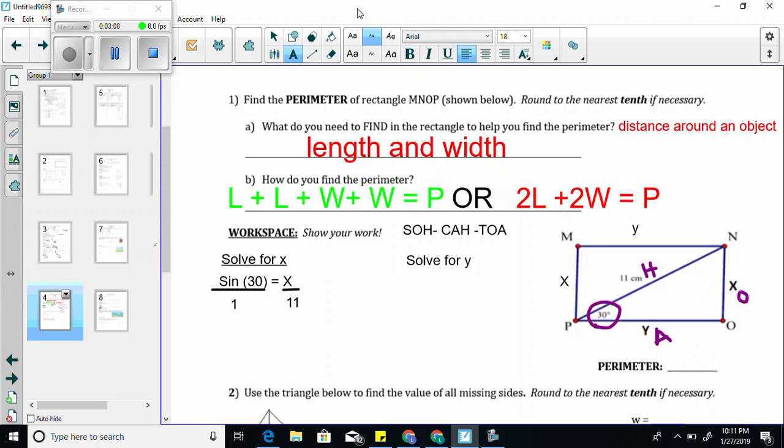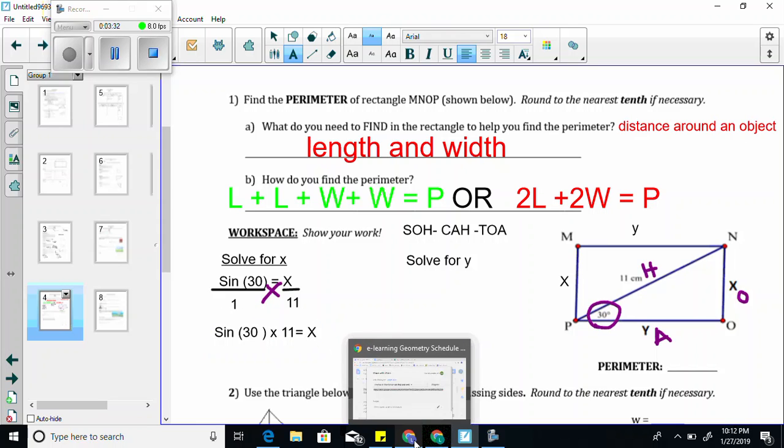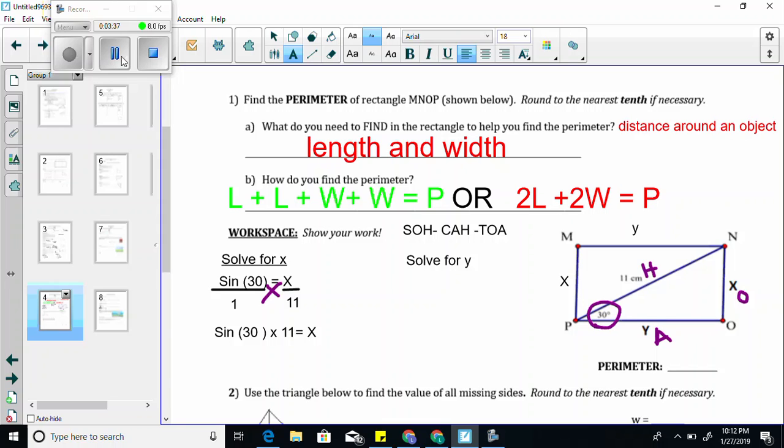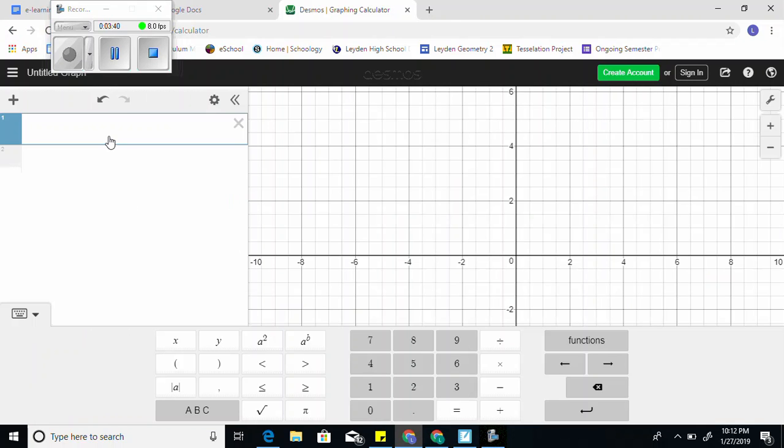So I'm going to cross multiply, and when I do so, I have sine of 30 times 11 equals x. So what do I have to do? Well, you can either take your calculator out, or you can take out decimals. So I'm going to come to decimals here, and I'm going to type in, or you can go to functions, sine of 30 times 11.